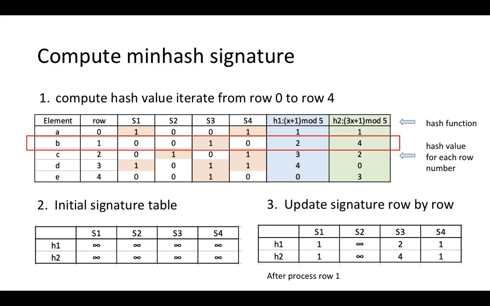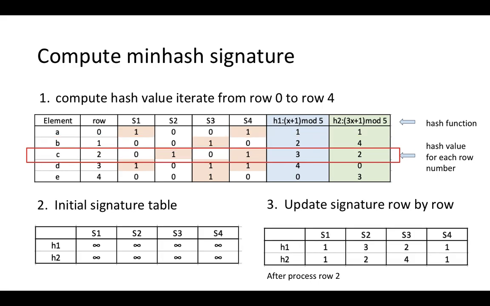We do the same manipulation on row 1, and the hash values are 2 and 4. Only S3 has an element in this row, so we can only update S3's signature table. Because both 2 and 4 are less than infinity, we can update it. The result is shown at the bottom right.